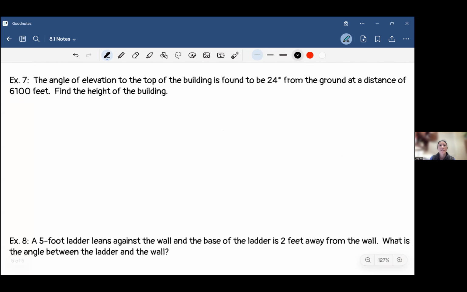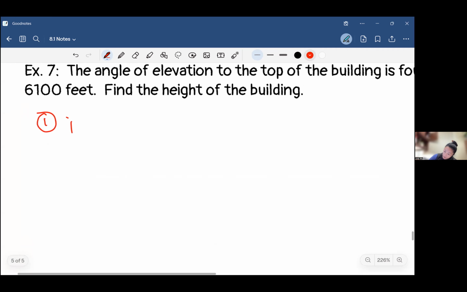So example number 7 says the angle of elevation to the top of the building is found to be 24 degrees from the ground at a distance of 6,100 feet. Find the height of the building. Okay. So let's go ahead. We're going to start with our diagram. And I know there's a lot of words in here, but honestly, practice reading the words because if you read them correctly, you can draw the diagram correctly. And if you can draw the diagram correctly, I bet you can get the right function that you need. But if your diagram is wrong, then you're not going to get the correct answer.